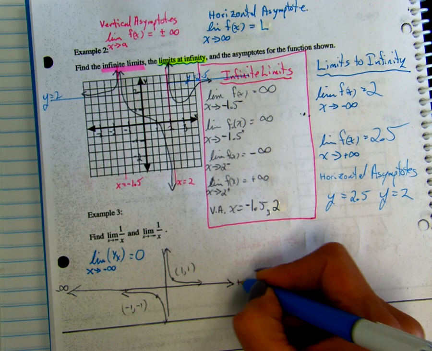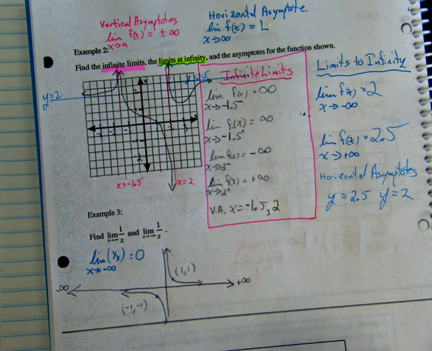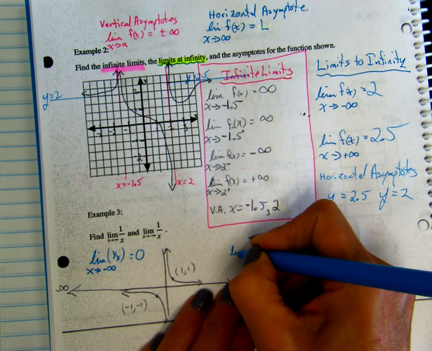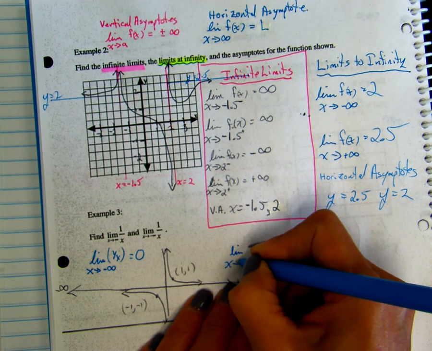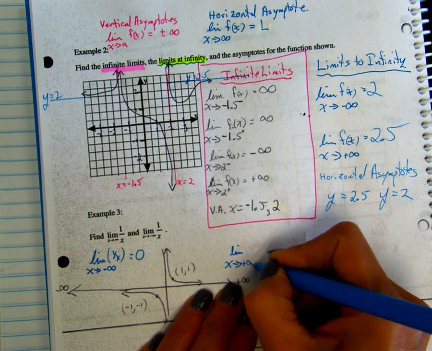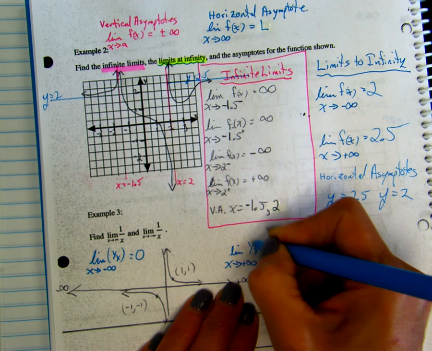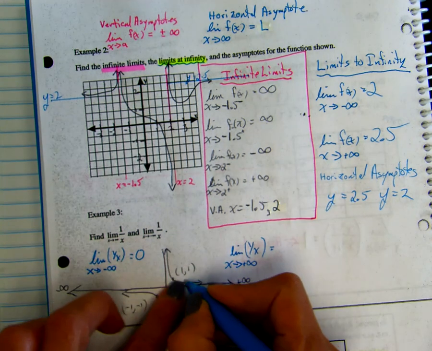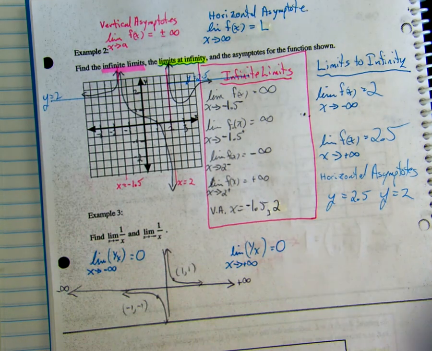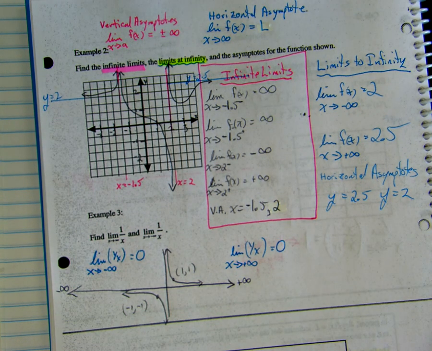Over on this side, what happens as my x values get infinitely large positive? That is, what's the limit as x goes to positive infinity for this function 1 over x? Once again, my y values are getting closer and closer to 0.